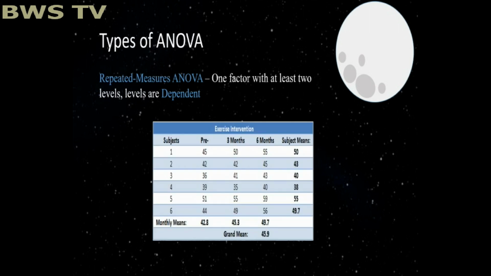To know the difference between independent and dependent variables, independent variables are the variables to be manipulated and the dependent variables are the variables to be measured. As you look at the table, each subject has scores and those scores are the ones to be measured, making it a dependent variable.